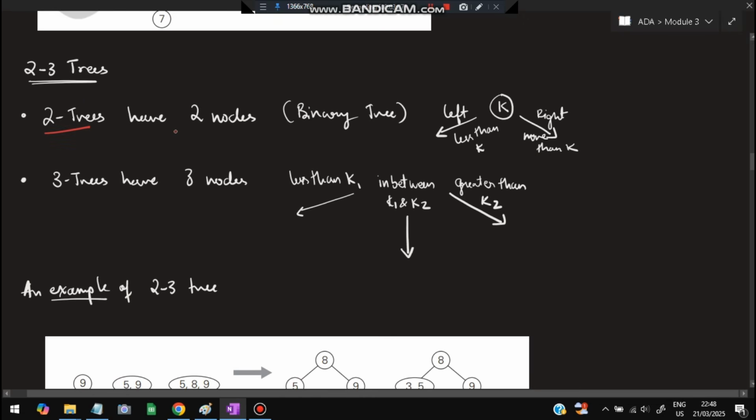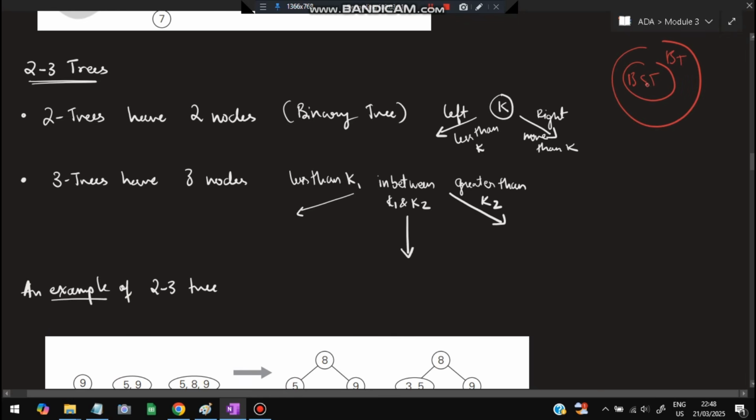So a 2-tree means having 2 nodes, a binary tree. Like normal, there is a k element; less than k goes to the left, and greater than k goes to the right. That is called a 2-tree, and it is a binary tree. The condition is just that it should have at most 2 children. The order in which they go left and right is concerned with the binary search tree. It is a sub-part of the binary tree.